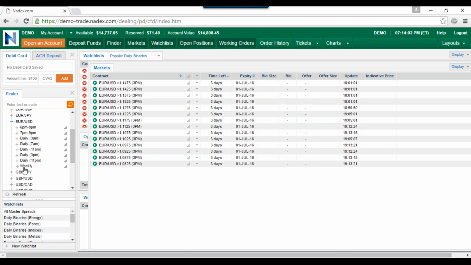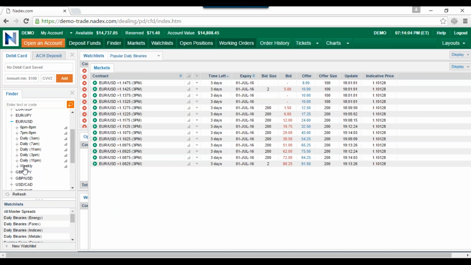How about weekly? Today is Monday. What about the ones that expire on Friday? What's the closest here to 1012? Right in here, right? See, around 50 bucks.